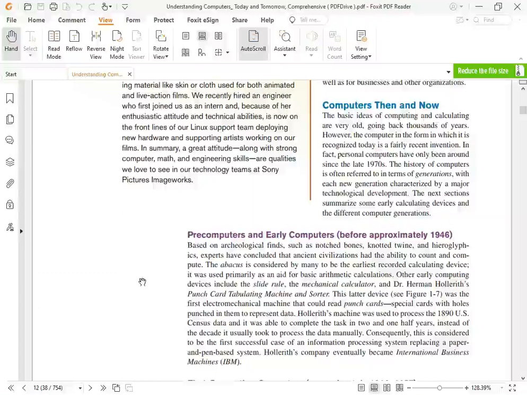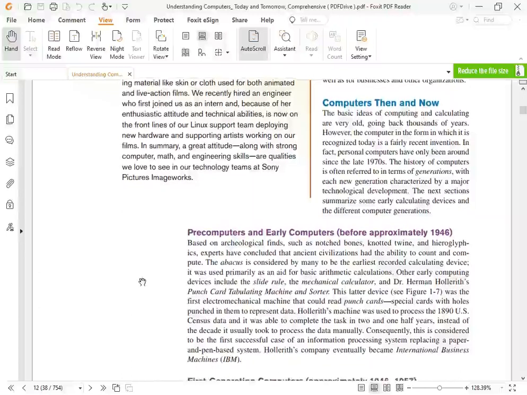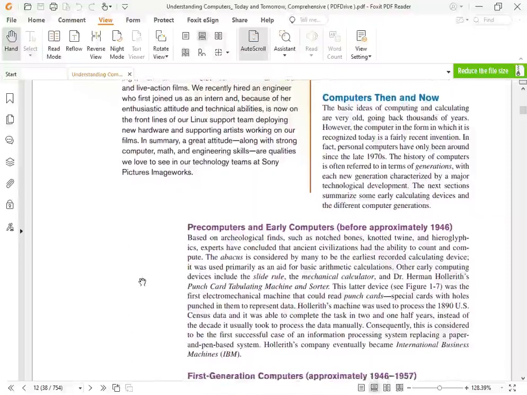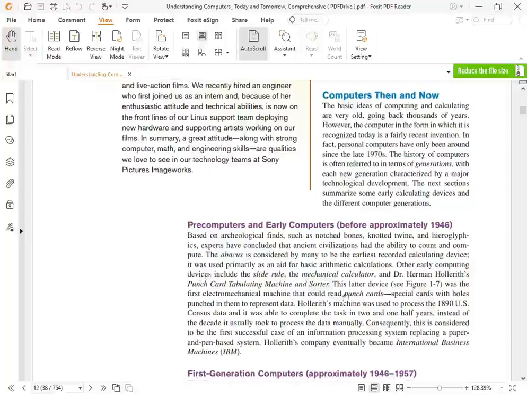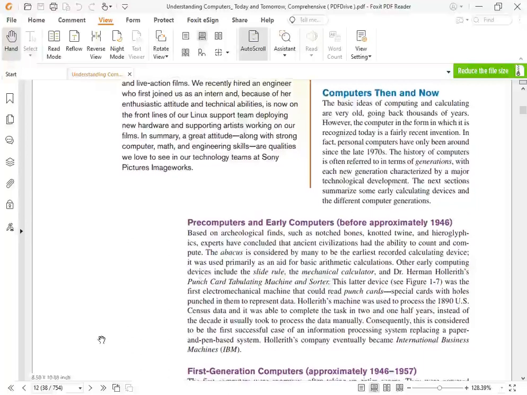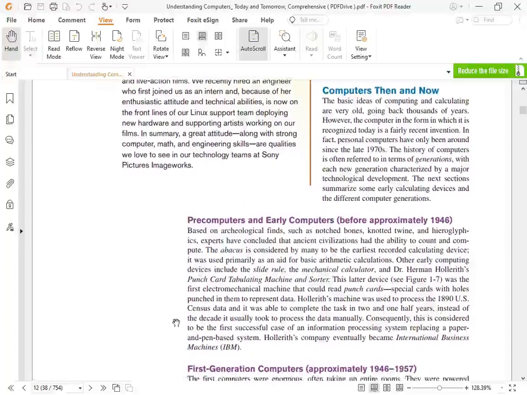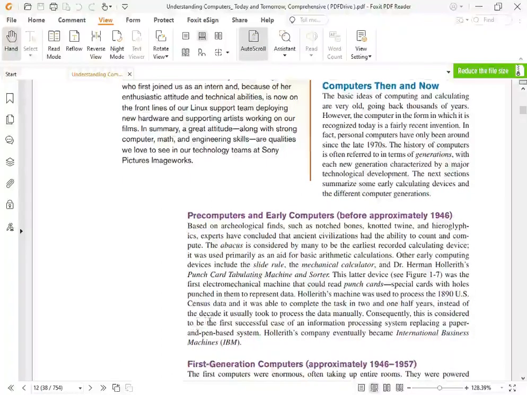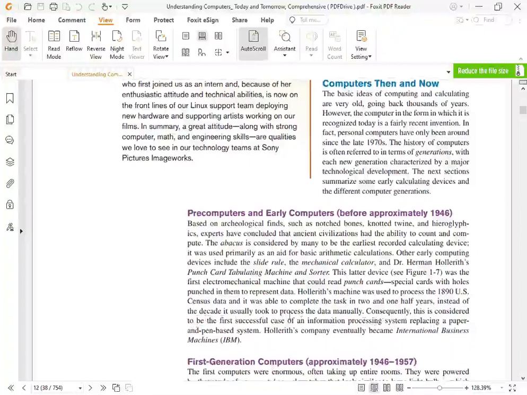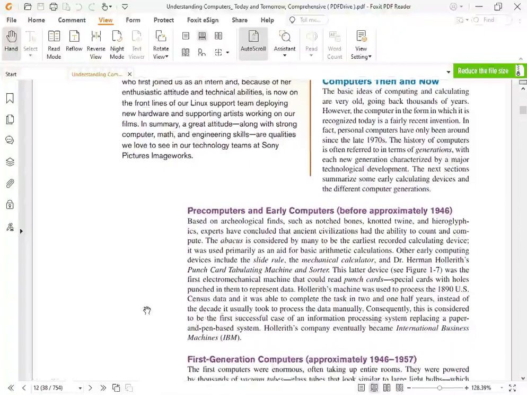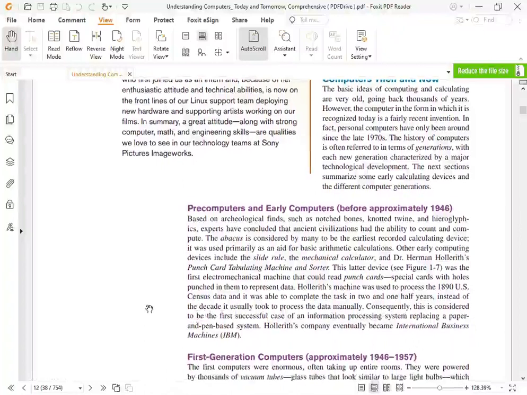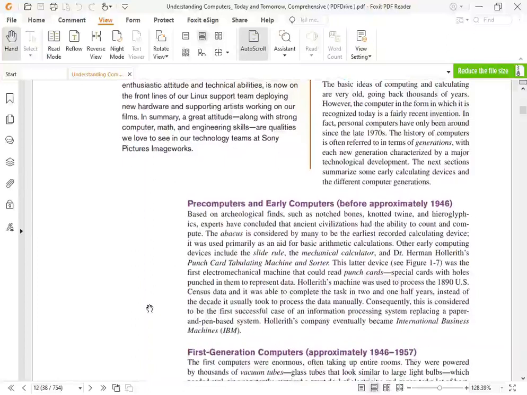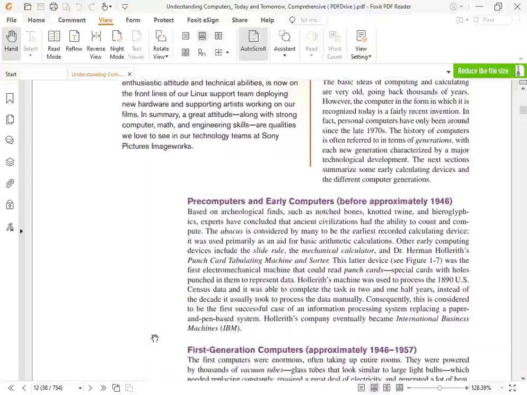This latter device, see figure 1-7, was the first electromechanical machine that could read punch cards, special cards with holes punched in them to represent data. Hollerith's machine was used to process the 1890 U.S. Census data, and it was able to complete the task in 2.5 years, instead of the decade it usually took to process the data manually. Consequently, this is considered to be the first successful case of an information processing system replacing a paper and pen-based system. Hollerith's company eventually became International Business Machines, IBM.